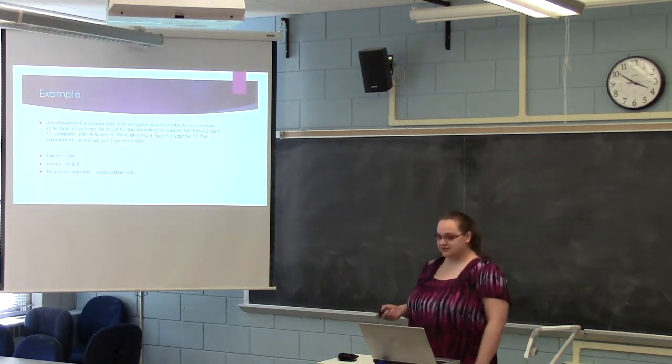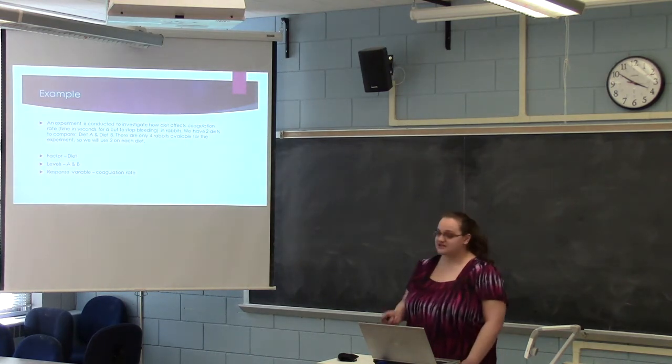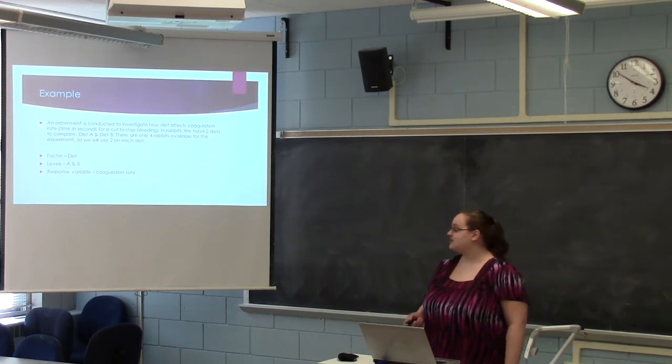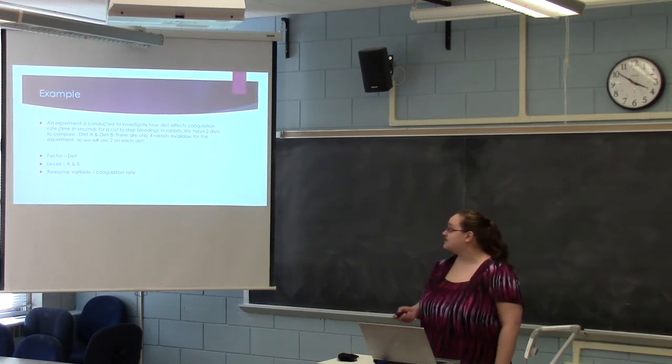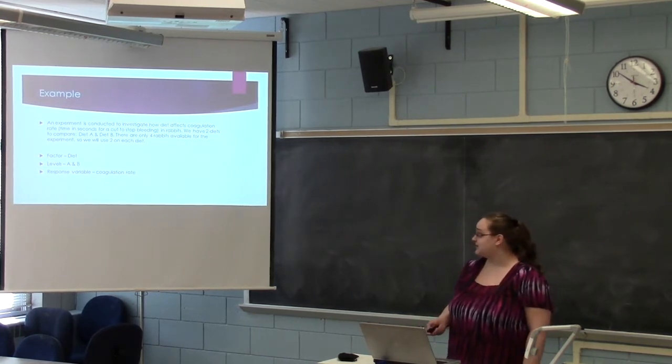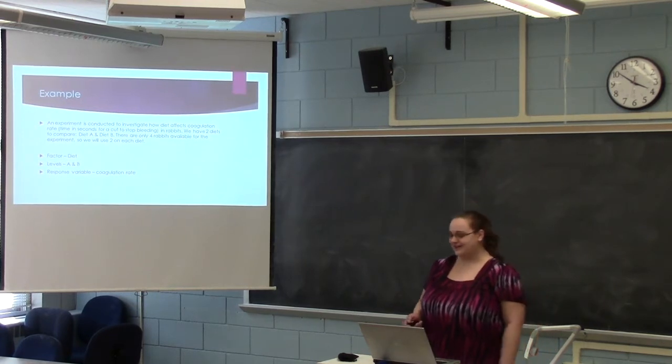And here's an example experiment. There's an experiment that was conducted to investigate whether diet affects coagulation rate in rabbits. And for this experiment, there were two diets that they were comparing. They were comparing diet A and diet B, and there were only 4 rabbits for this experiment, so they put 2 in each diet.